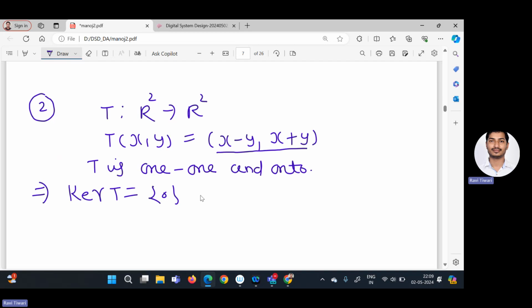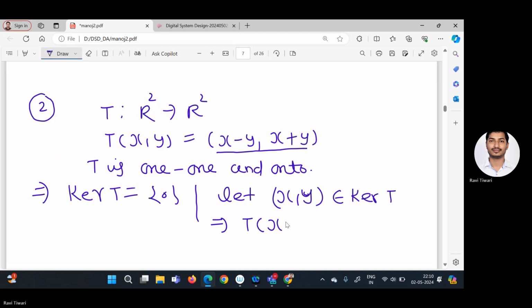We know what kernel T means. Let (x, y) be a random vector of R2 belonging to the kernel of T. This implies T of (x, y) is 0, because if any random vector belonging to the kernel has the linear transformation applied, the image should be 0. This is the definition of the kernel of a linear transformation. So what you will get: x minus y equals 0 and x plus y equals 0.